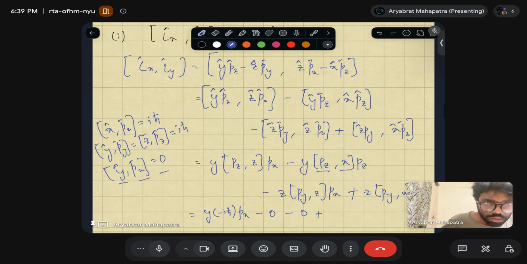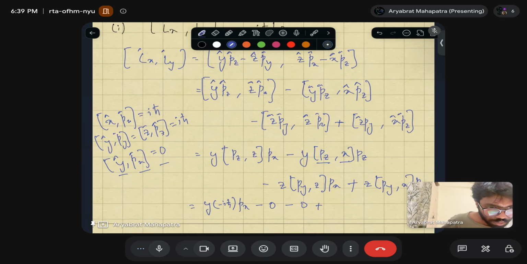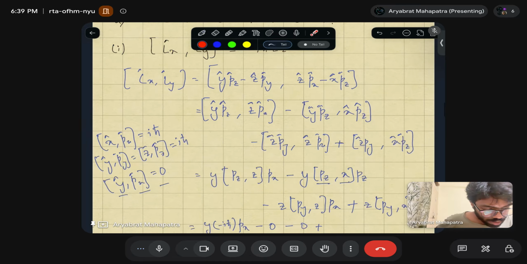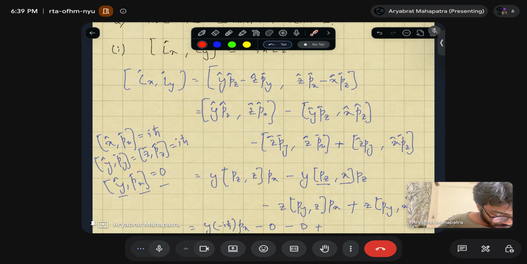Sir, in the above line, you have written minus of z py comma z p. Is it px or pz? That is PZ. Sir, the second last line, this line, right? Yes, sir. So this is what you are telling, and this is what I am asking: the first term, zpy comma zpx or pz. This is ZPX.